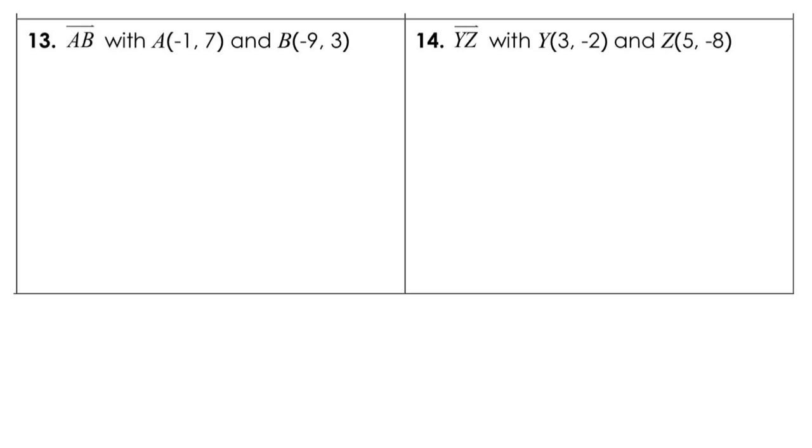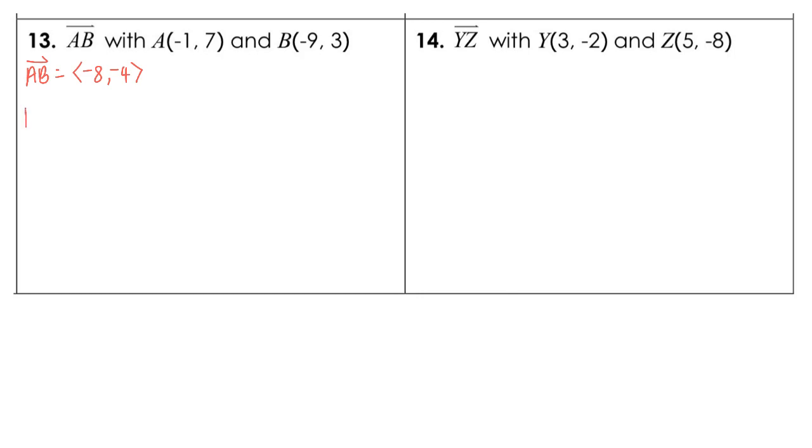All right, last two problems, and goodness, there's a lot of writing we're going to have to do with these problems. The first thing we need to do is get our component form of vector AB. So that component form here is going to be -9 minus a -1, and you're going to have 3 minus 7. So there's our component form.